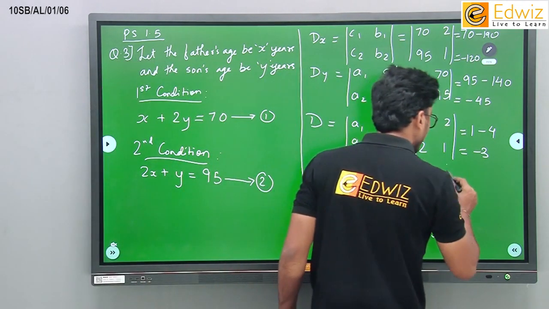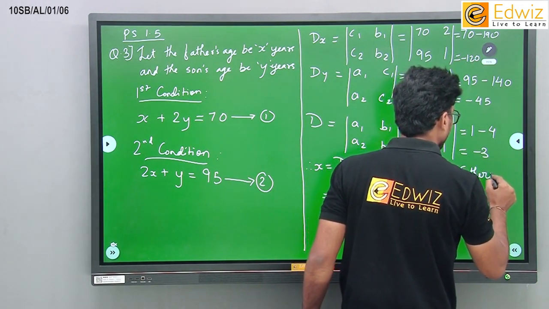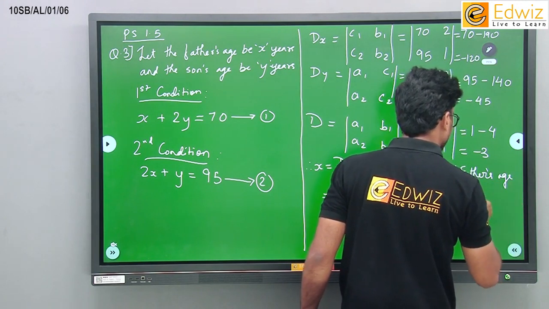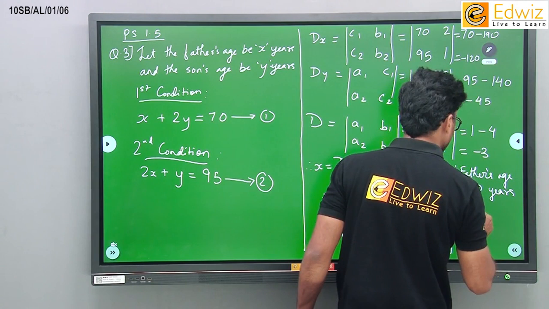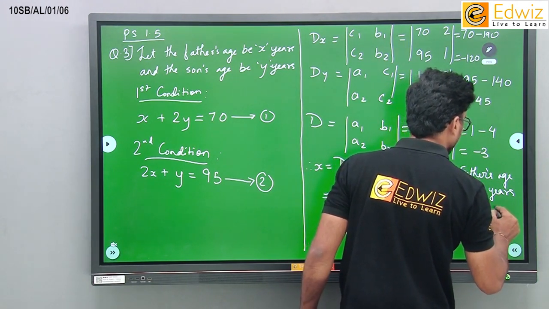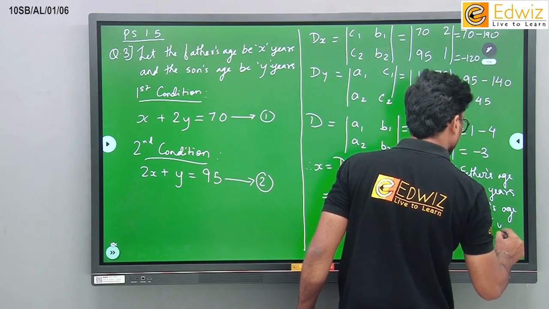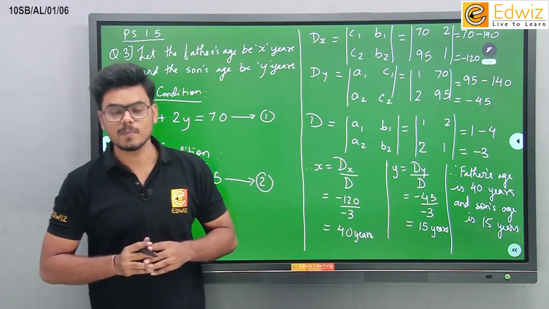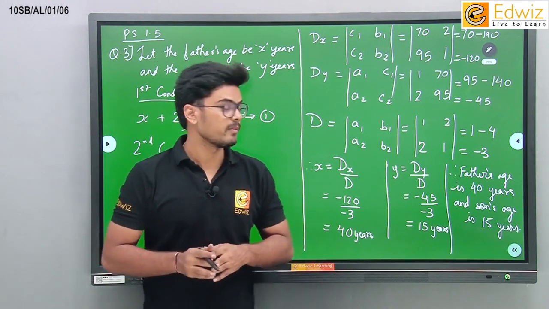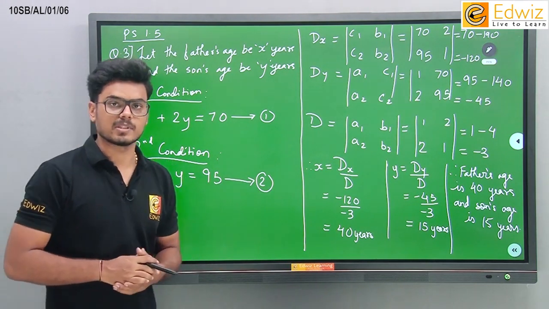So let us write that down in a statement. Therefore, father's age is 40 years and son's age is 15 years. Okay, this is the solution of the third word problem in practice set 1.5. Now I'll give you 4 minutes to note this down, then we will move on to the next question.